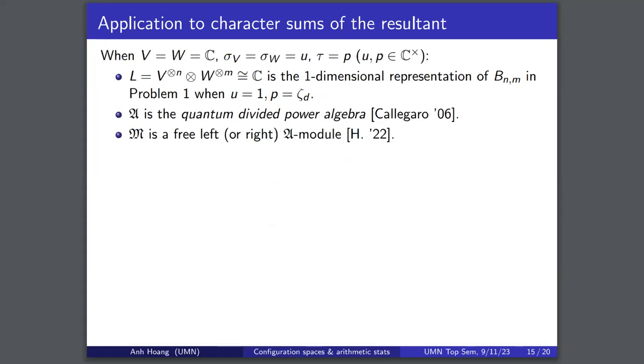We can apply this to our first problem, which is about character sums of the resultant. So when you take these vector spaces V and W to be just C, the braidings are going to be given by multiplication by certain units. In particular, the standard braiding is given by u, and the mixed braiding is given by tau, where tau is given by p. Then when you specialize u to 1 and p to zeta_d, a d-th root of unity, this recovers the one-dimensional representation of the mixed braid group that we discussed at the beginning of the talk.